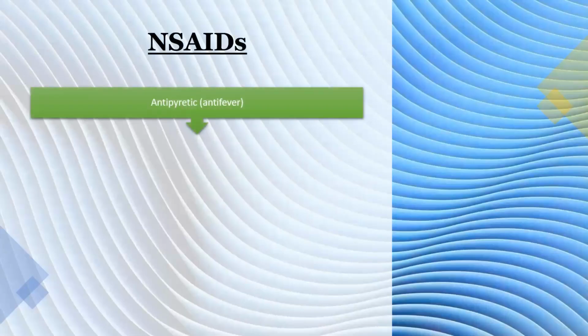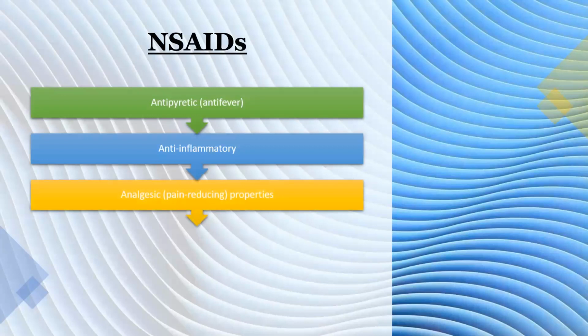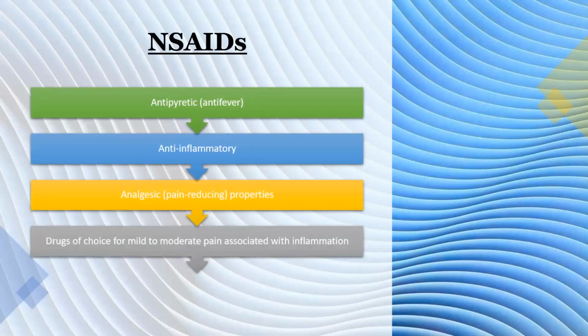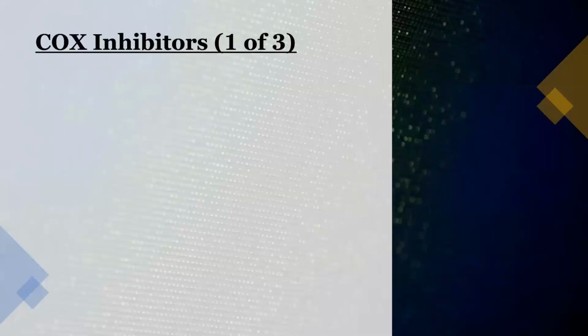These NSAIDs are antipyretics used for reducing fever. They also have an anti-inflammatory effect. They have an analgesic effect, which is a pain-reducing property. This is the drug of choice for mild to moderate pain associated with inflammation. If there is no inflammation, then we can use the opioids. They act by inhibiting the pain mediators at the nociceptor level.